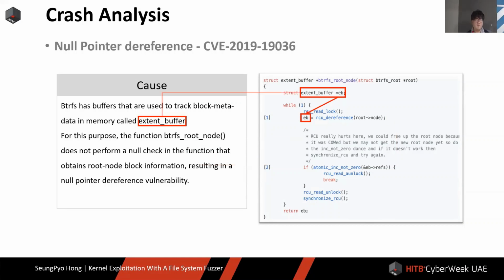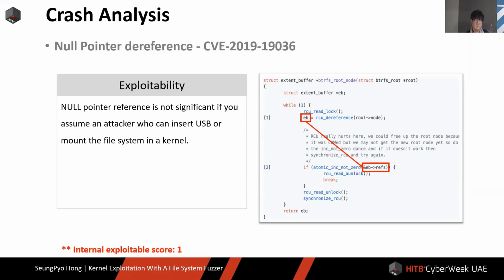In the extent buffer structure pointer eb, it cannot map to the location of eb's fields. Since this vulnerability is also a null pointer reference vulnerability, we gave it 1 point internally.